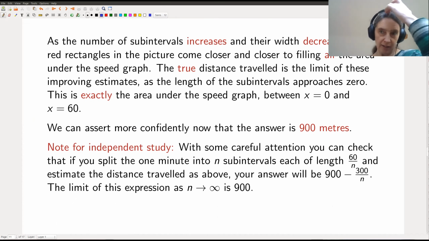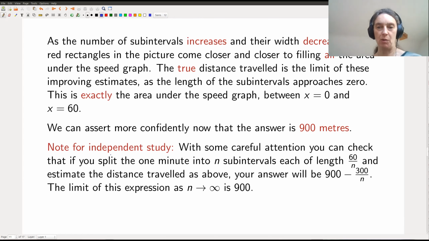Okay, so a remark, this is something that you might have a chance to think about today. With some careful attention, you could check that if we were to split the 1 minute into n subintervals, so each of them would have width or duration 60 over n seconds, and estimate the distance traveled as we did, then the answer would be 900 minus 300 over n.